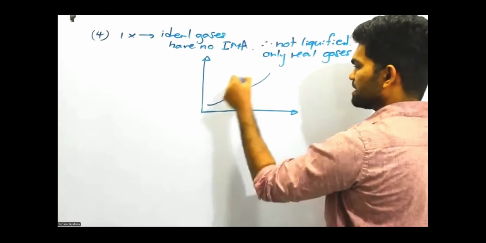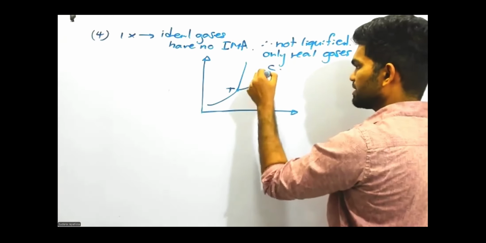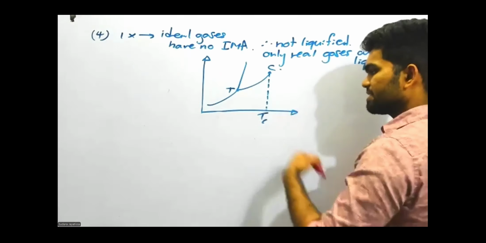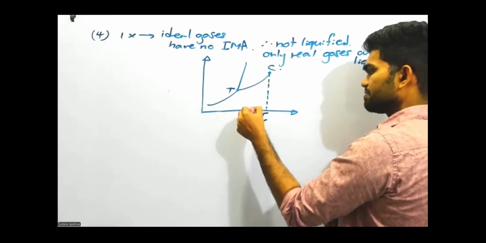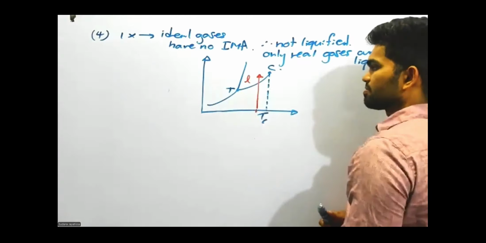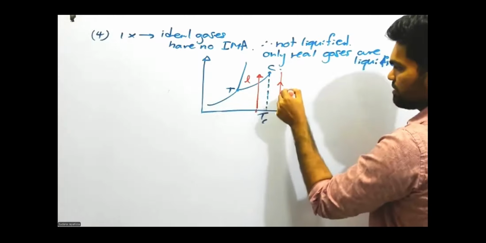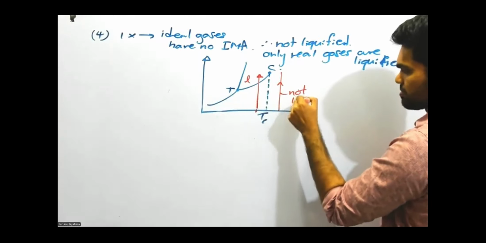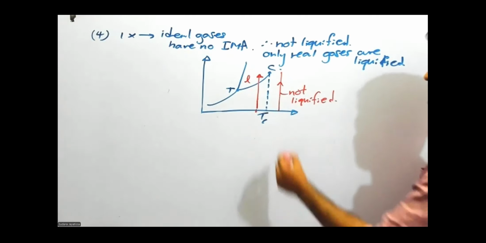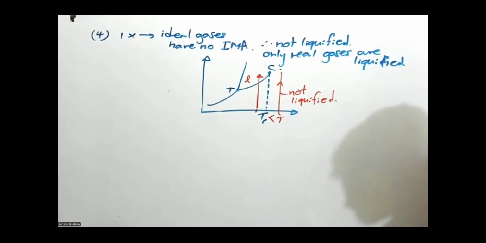Remember this phase diagram we learned? This is your triple point and this is your critical point. This is your critical temperature. If you compress the gas at a temperature lower than the critical temperature, then it will be liquefied. But if you are compressing it after the critical point, it is not liquefied. Remember that point also. If the temperature is greater than the critical temperature, then it is not going to be liquefied.